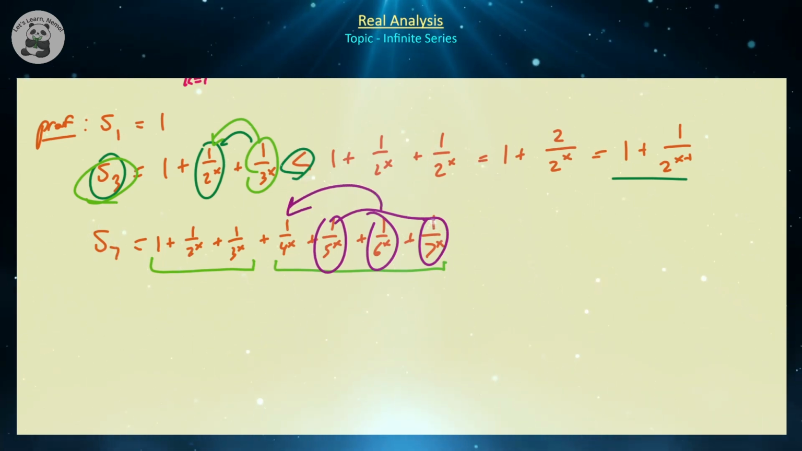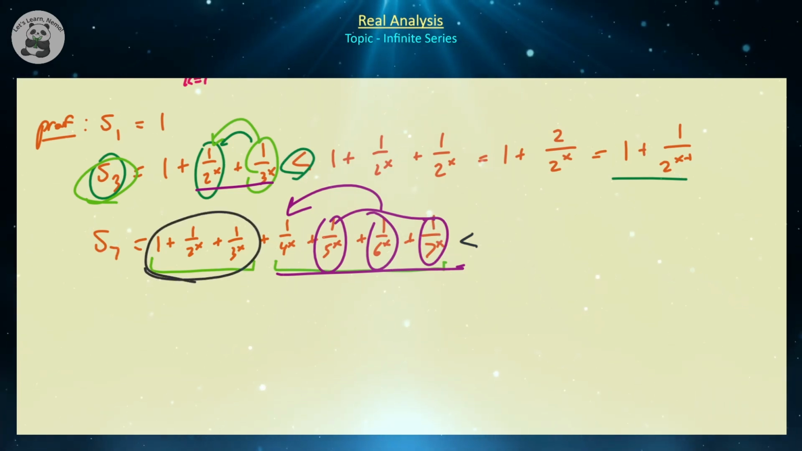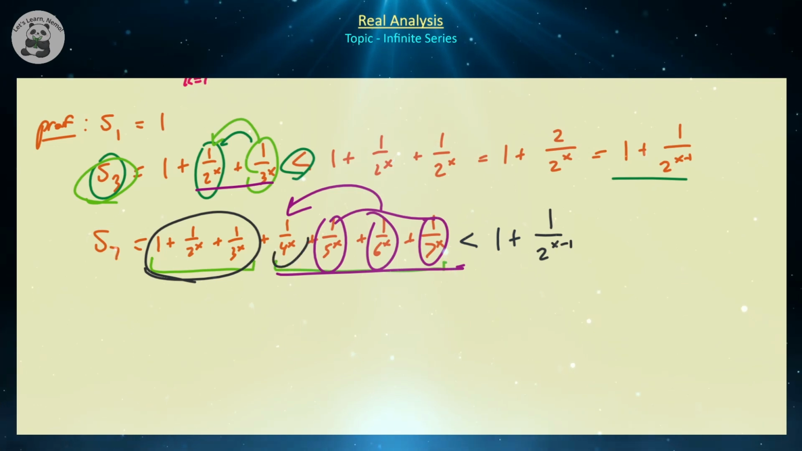If you see, we're actually looking at powers of 2, right? Because this is 2 to the power of 1, this is 2 to the power of 2, and the next will be 2 to the power of 3. If I do that, this is going to be strictly less than what? We have this term here, 1 plus 1 over 2 to the x minus 1, and then we're going to have the powers of 4, so plus 1 over 4 to the power of x minus 1.